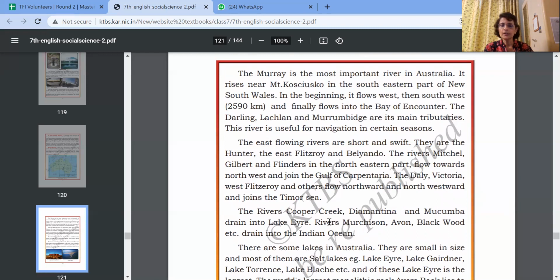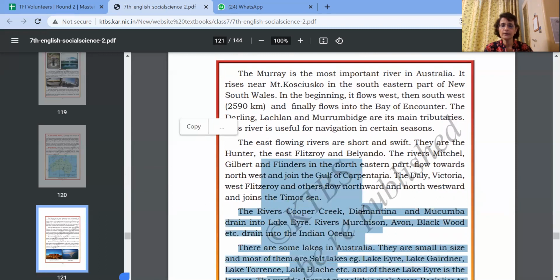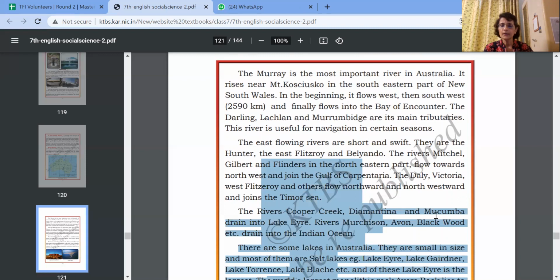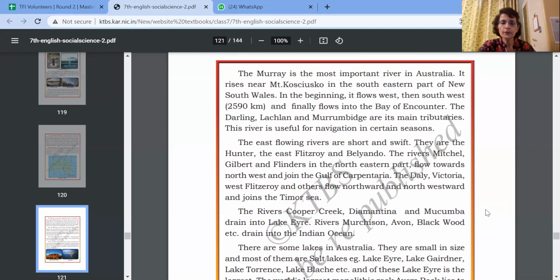Then rivers Cooper Creek, Diamantina, and Mukamba drain into the Lake Eyre. So this is important because we should know which are the rivers that join into Lake Eyre, right? So these are the rivers. We have Cooper, and we have Diamantina and Mukamba. They drain into Lake Eyre, because Lake Eyre we know is extremely important.